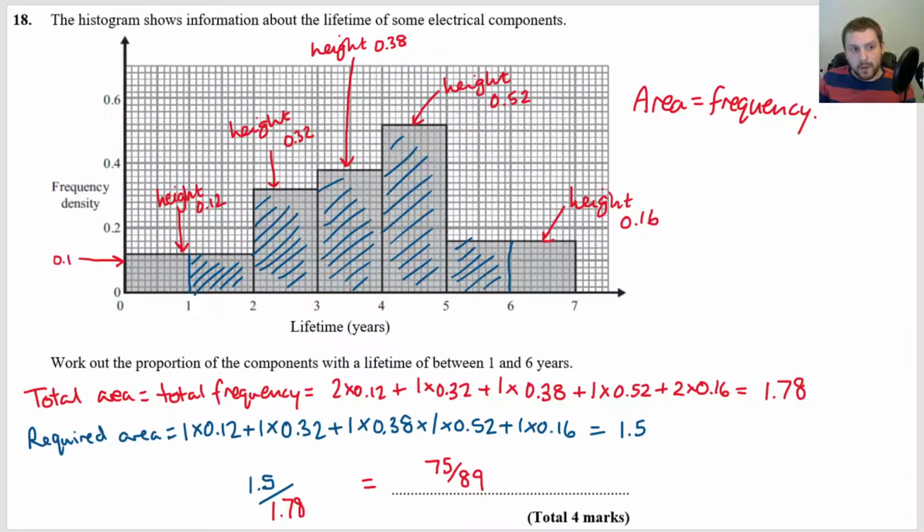So I think the trickiest part of all of this question, as much as anything, is working out what the scale is. Well, it's 10 little squares to make up 0.2. So you could do 0.2 divided by 10, which tells you that it goes up in 0.02s.